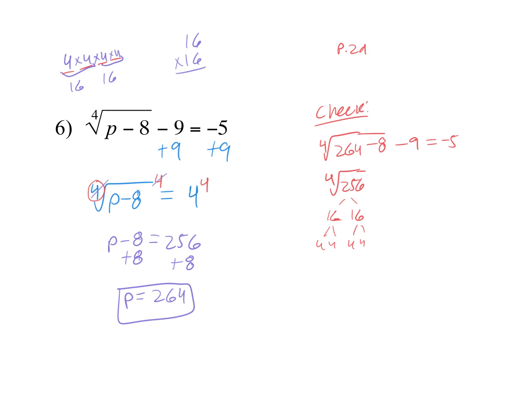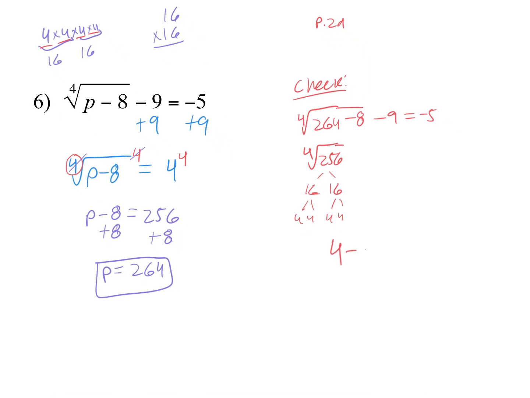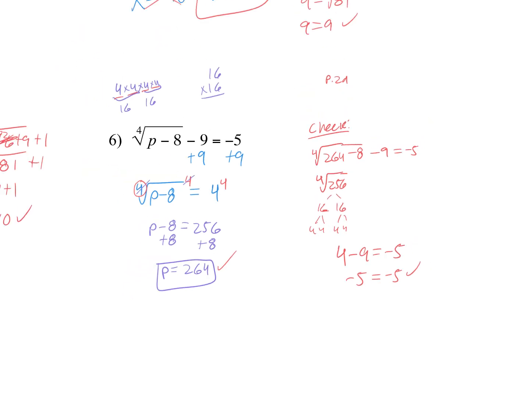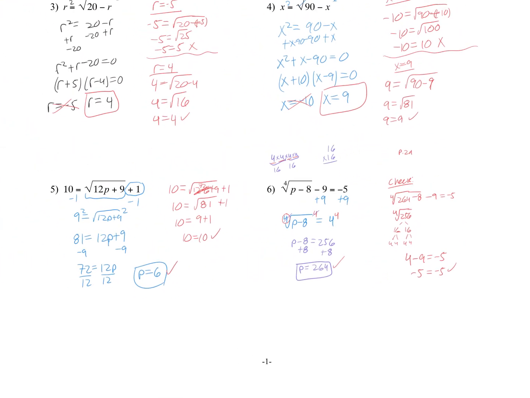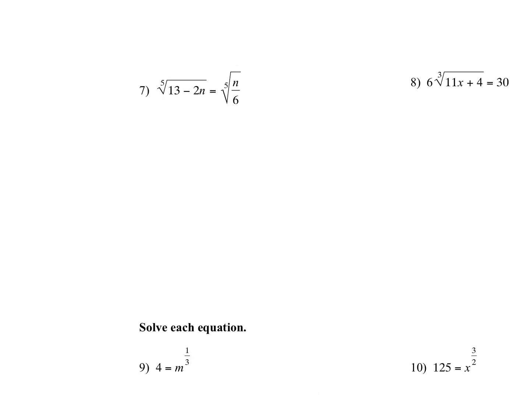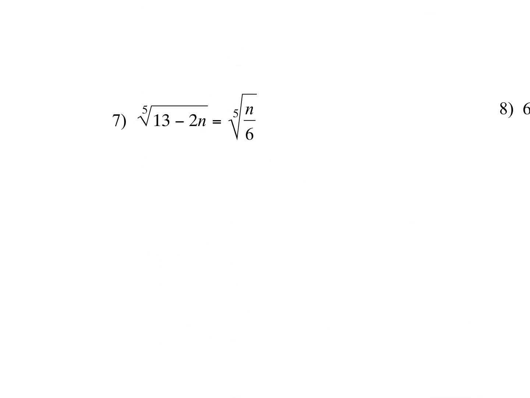I know that the fourth root of 256 is going to get you 4. So then we end up with 4 minus 9 equals negative 5, which is true. I get negative 5 is negative 5. So 264 is a valid answer. And then I think that's everything on this page. All right, let's just finish up with these radicals.